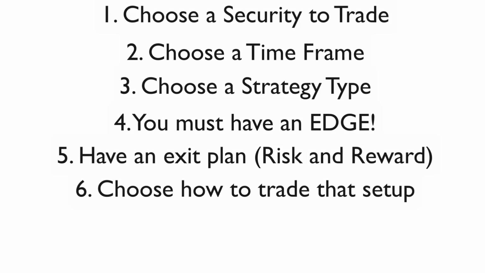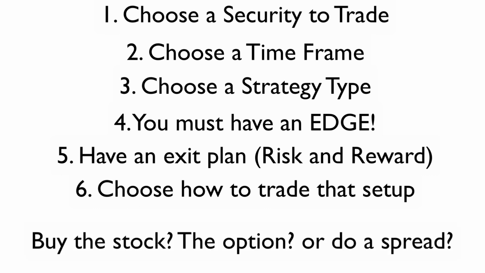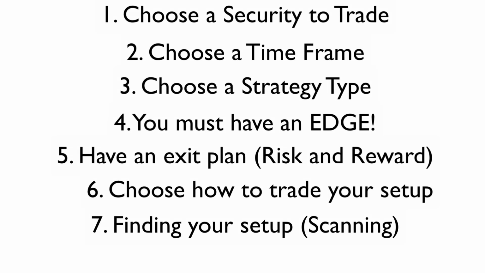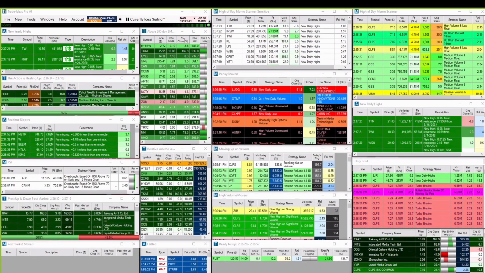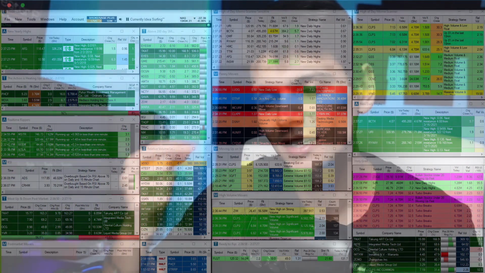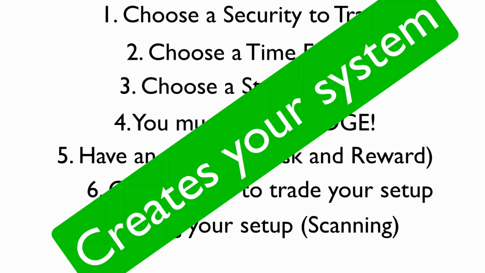Sixth is to choose the way to trade that certain setup. Are you going to buy the stock, do options, or do an option spread? There are advantages to each, especially when thinking about the risk and reward. The seventh step is finding your setups. In other words, having a scanner or some kind of process of finding the stocks that fit your criteria for your setup. These 7 steps create your system.